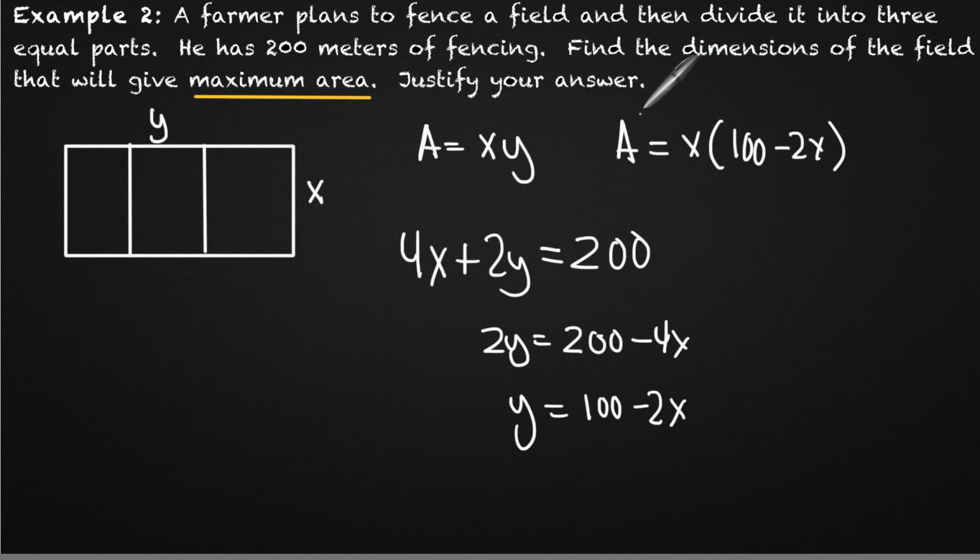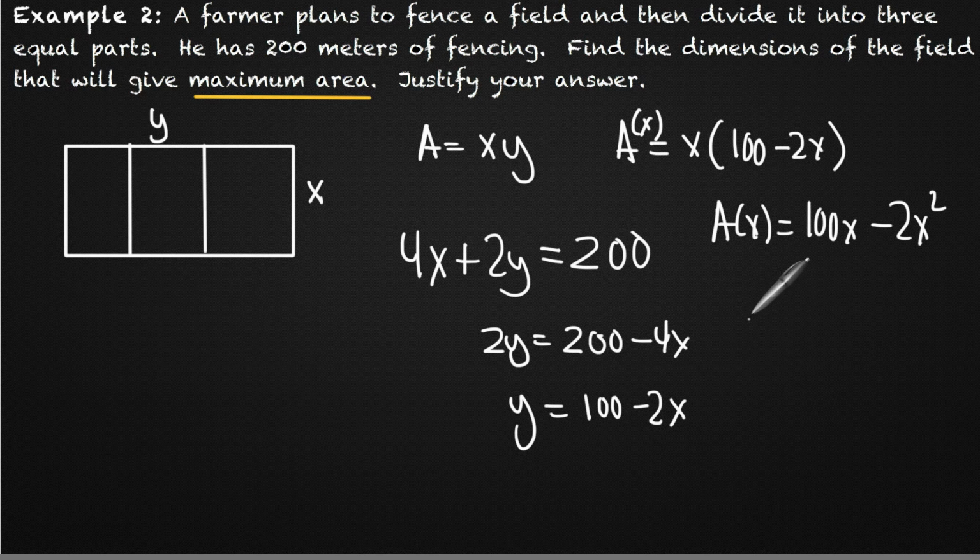And now I can write this in function notation because it's all one variable, so A of x is equal to 100x minus 2x squared. Now I'm going to take the derivative to find the maximum of it. All right, now this is an upside down parabola, so we know that the only critical point it's going to have is one of them.